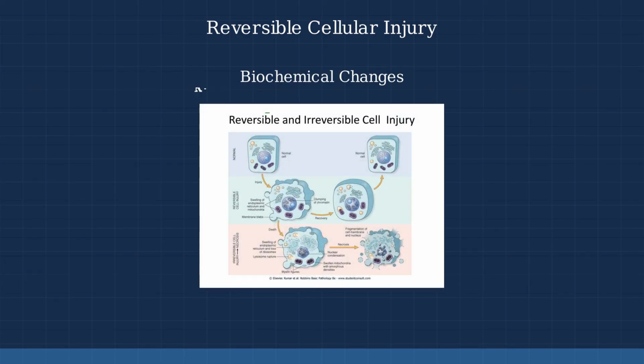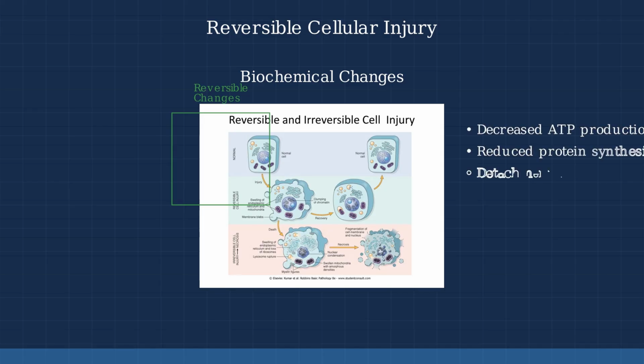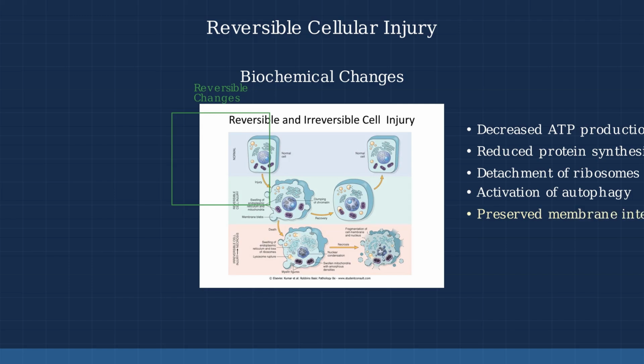At the biochemical level, reversible injury leads to several functional disruptions within the cell. These include decreased ATP production, reduced protein synthesis, detachment of ribosomes from the endoplasmic reticulum, and activation of autophagy as a protective mechanism. Crucially, the cell maintains membrane integrity, which is what allows recovery if the stressor is removed in time.